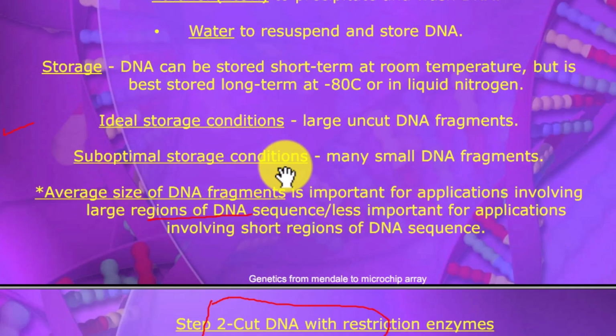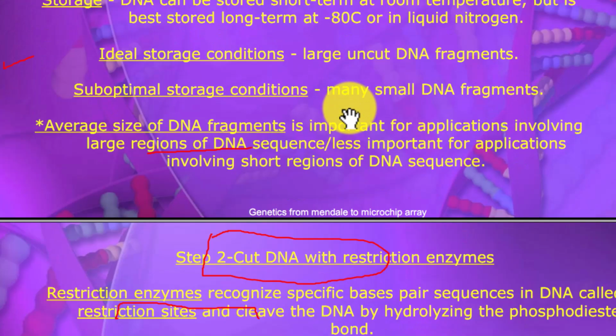Storage: DNA can be stored short-term at room temperature, but it's best stored long-term at -80 centigrade or in liquid nitrogen. Ideal storage condition: large uncut DNA fragments. Suboptimal storage condition: many small DNA fragments.